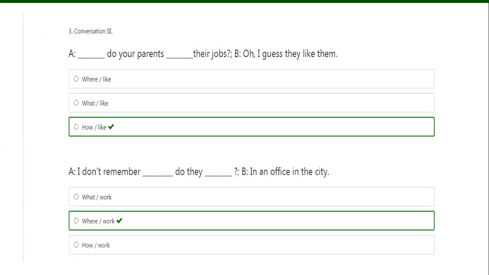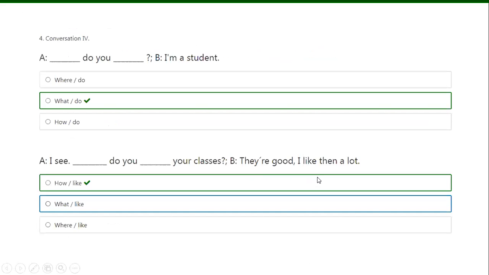Number three, the answer says, oh, I guess they like them. So I'm talking about my parents, so it's they. So I say, how? How do your parents like their jobs? Oh, I guess they like them. Next, the answer says, in an office in the city. So the best WH word that fits here is where. I don't remember, where do they work? Again, the verb goes without an S because I'm having the auxiliary do. In the answer, in an office in the city.